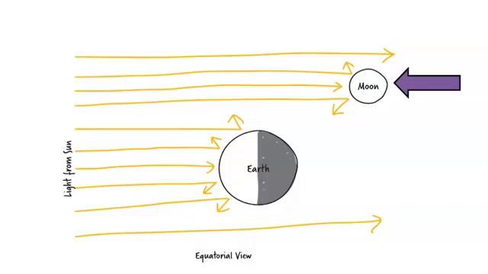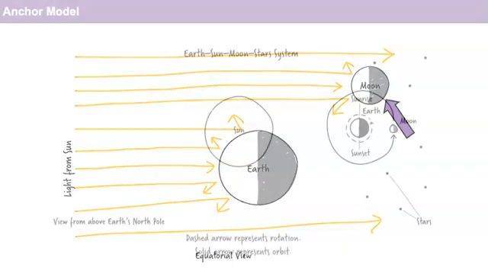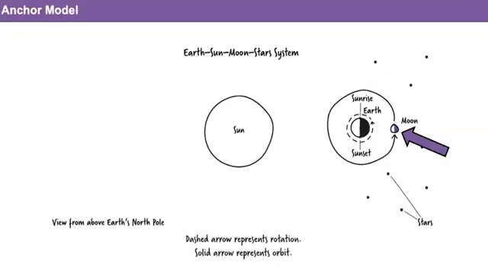Based on the reflected ray diagram, which half of the moon is experiencing daytime? Did you say the half that faces the sun? That's right. So the other half of the moon is in darkness, where the moon cannot reflect the sun's light. I think we need to update our anchor model. Let's shade in half of the moon so that we can include daytime and nighttime on the moon. Updating this anchor model will be one of your tasks for today.